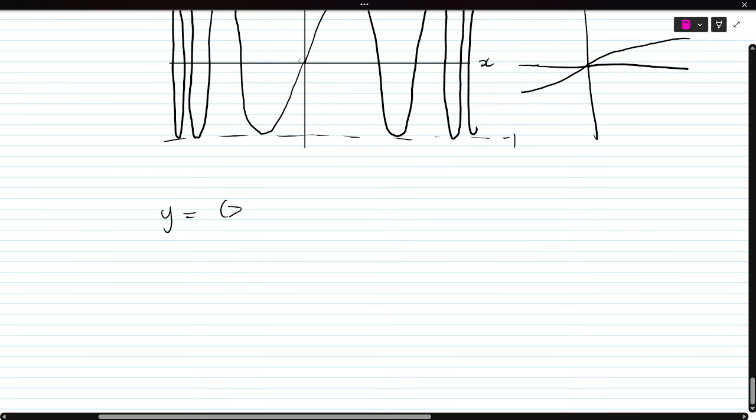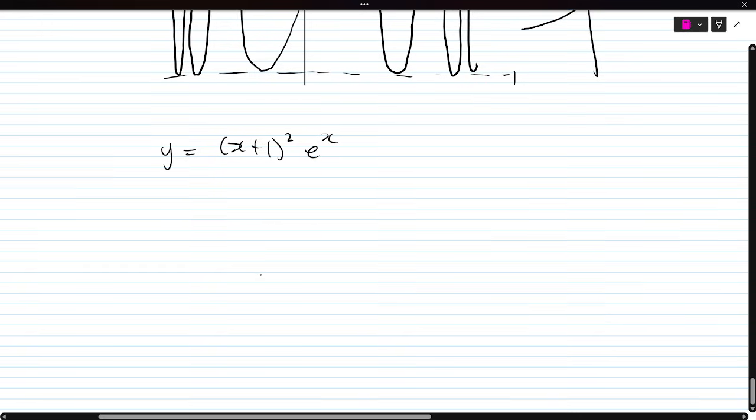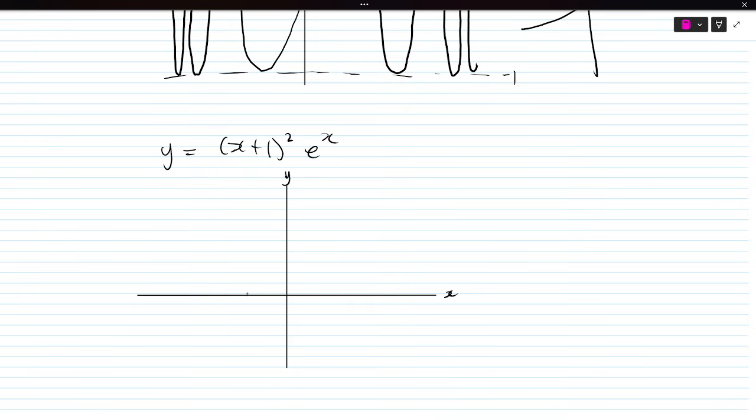Y is equal to x plus one squared times e to the x. This graph will have a repeated root at x equals minus one. That's my immediate observation, so I'm going to label that. It's going to have a repeated root. I'm going to sketch e to the x. So it's going to look something like that.